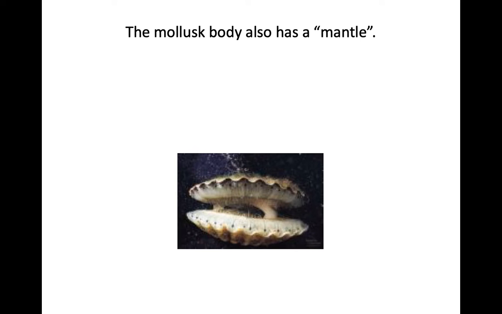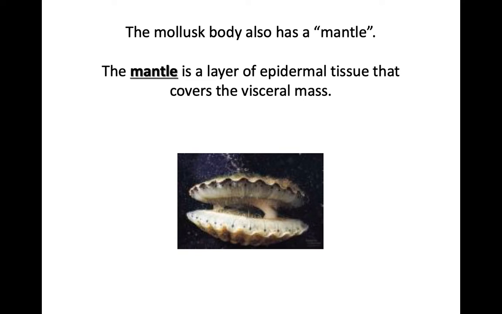There's also something called a mantle. Mollusks have a main body with a mantle, and what a mantle is, is a layer of epidermal tissue that covers the visceral mass. We'll talk about visceral mass on the next slide, but it's basically just all their internal organs. So the mantle is like a protective skin, not including the shell, that covers all of the internal organs and separates the internal organs from the outside.